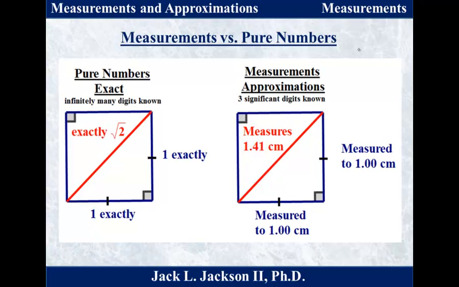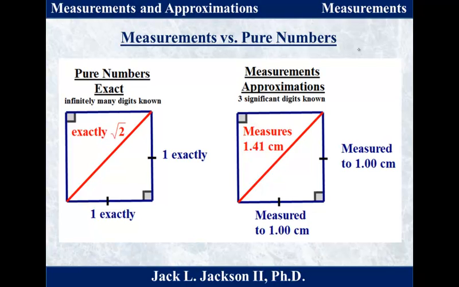Contrast that with the figure on the right. It's basically the same figure, but this time it's a measurement. So this is an actual physical square that we may build, and we've measured its sides to the nearest hundredth of a centimeter, and they both measure out to be 1.00 centimeters. So using 1 centimeter for the sides, we again get square root of 2 for the diagonal.